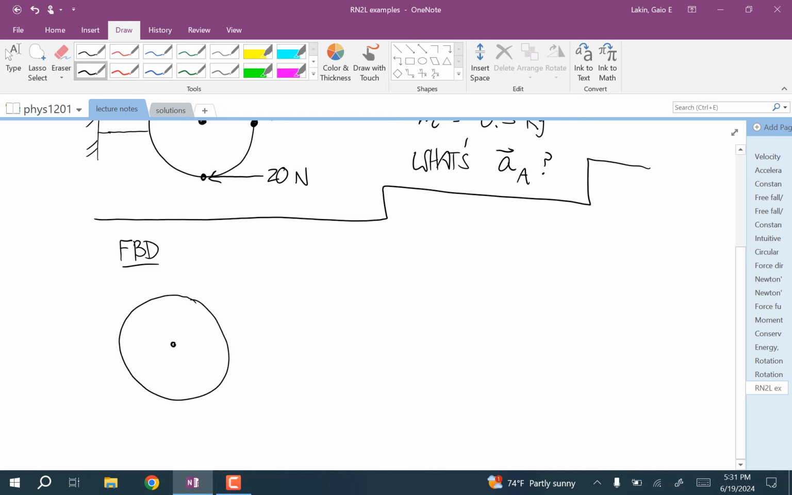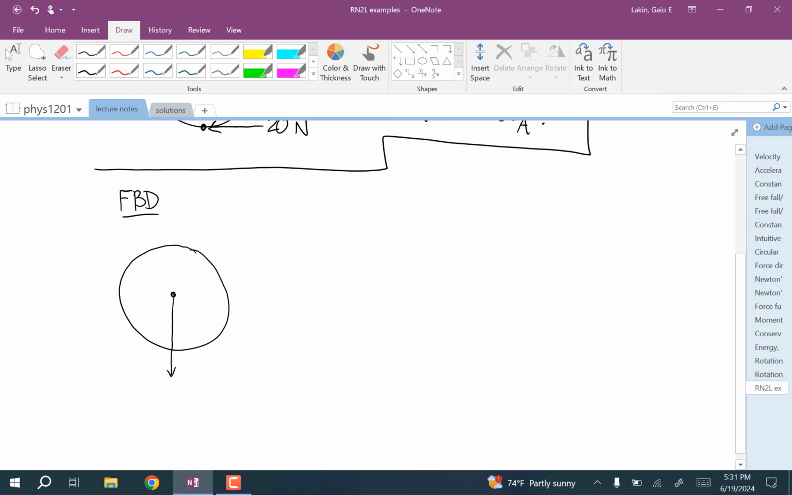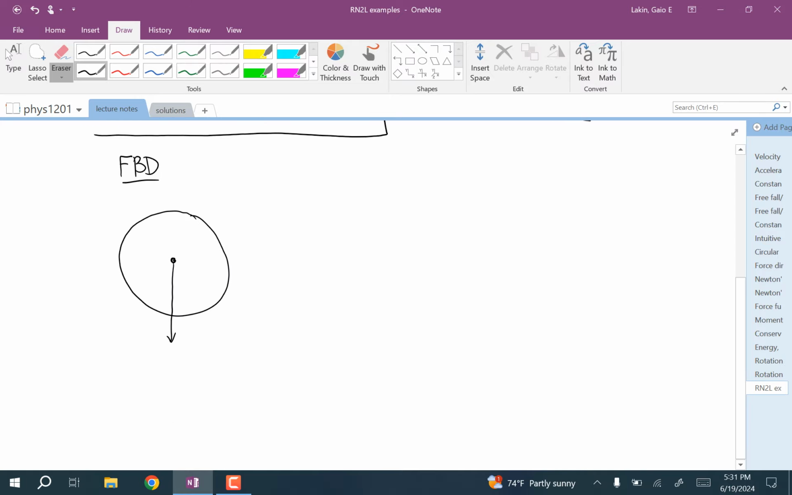And there are a few things going on at the middle. There's the weight of the disk. That always acts at the center of the object. So that's 0.5 times 9.8. So that's 4.9. And then there are the unknown forces that are applied by the hinge. I'll call those Rx and Ry. And then there's the force down here at the bottom of 20 newtons. And those are all the forces acting.